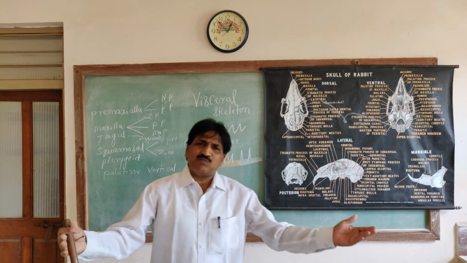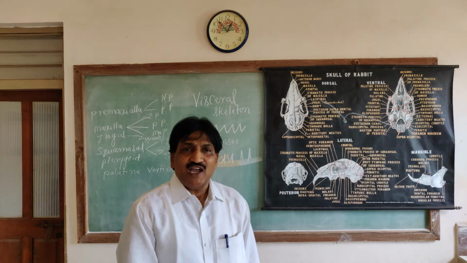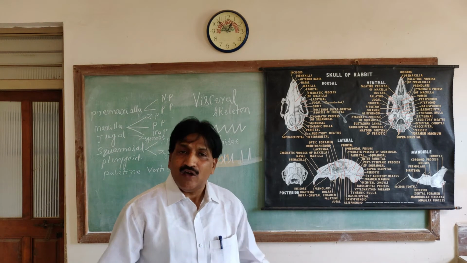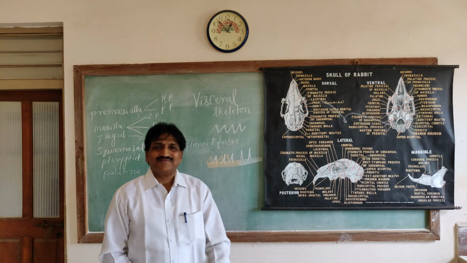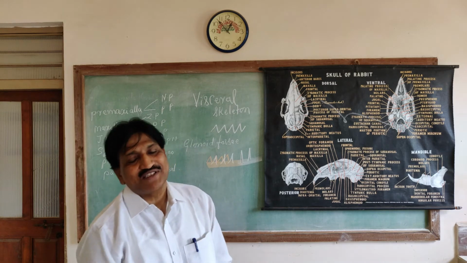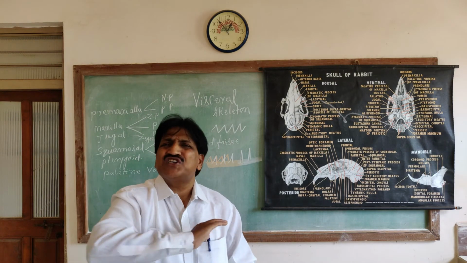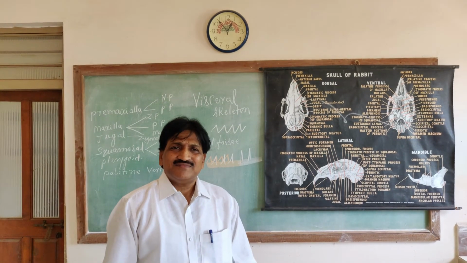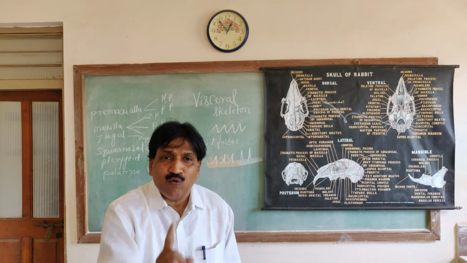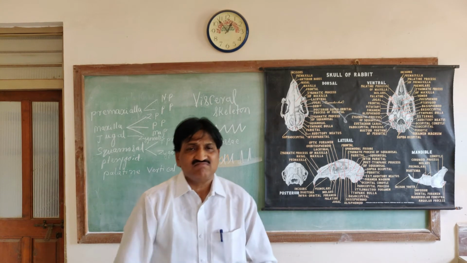Sir, what about the other bones? They are missing. I don't know where they are; they are absent. That is an important character in the case of mammals. I will tell you, there are many important characters in the skull of the rabbit. The lower jaw is made up of only one bone. That bone is called the dentary.